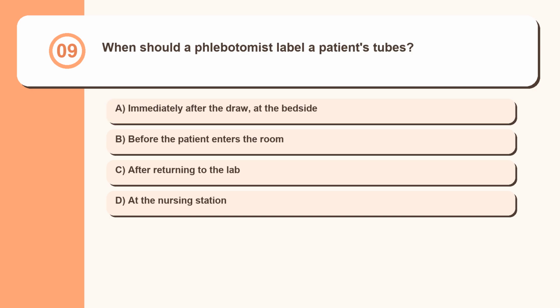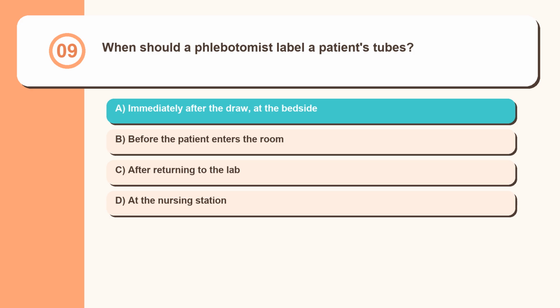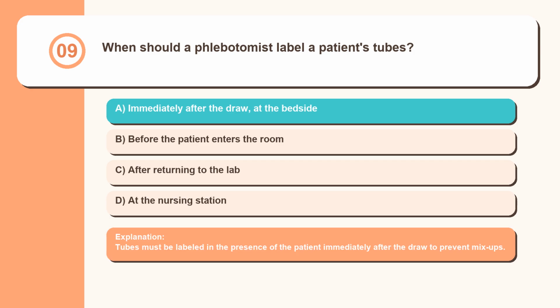Question 9. When should a phlebotomist label a patient's tubes? Immediately after the draw, at the bedside, before the patient enters the room, after returning to the lab, at the nursing station. Tubes must be labeled in the presence of the patient immediately after the draw to prevent mix-ups.